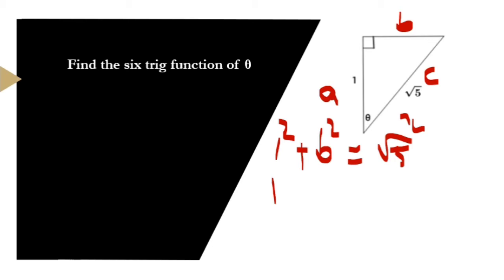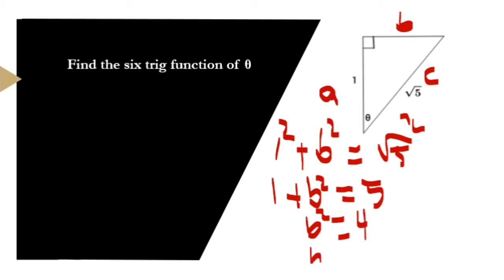1 squared is 1. Root 5 squared is 5. You subtract 1 on both sides, you get 4. And then when you square root both sides, you get 2. So there we have it. We have all 3 sides now. So all we really have to do is list out the trig functions and label the sides with opposite and hypotenuse and adjacent.